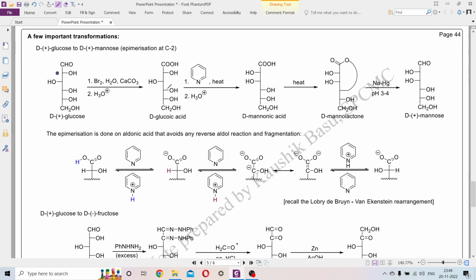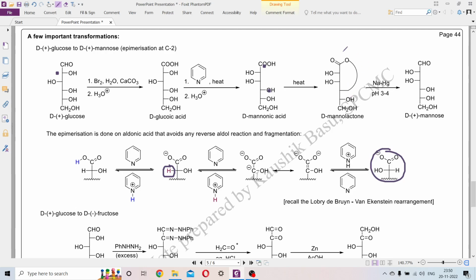So what pyridine does is, first of all, it takes away this more acidic proton, so this becomes pyridinium, and then this magenta colored hydrogen is taken away. Obviously this equilibrium favors this carboxylate salt immensely, but there will be some dianion present, and this dianion is basically an enolate, and then it can tautomerize by picking up this proton from the corresponding pyridinium, so that in the equilibrium you have present the corresponding mannonic acid salt, and this, when acidified, will give you the D-mannonic acid. On heating, you will get the involvement of the C4 OH, lactonization with the CO2H, so D-mannolactone.